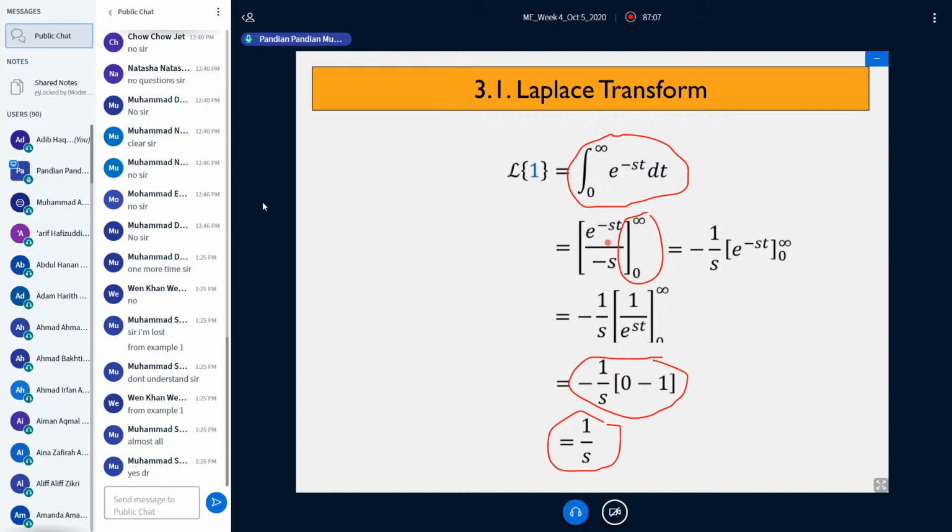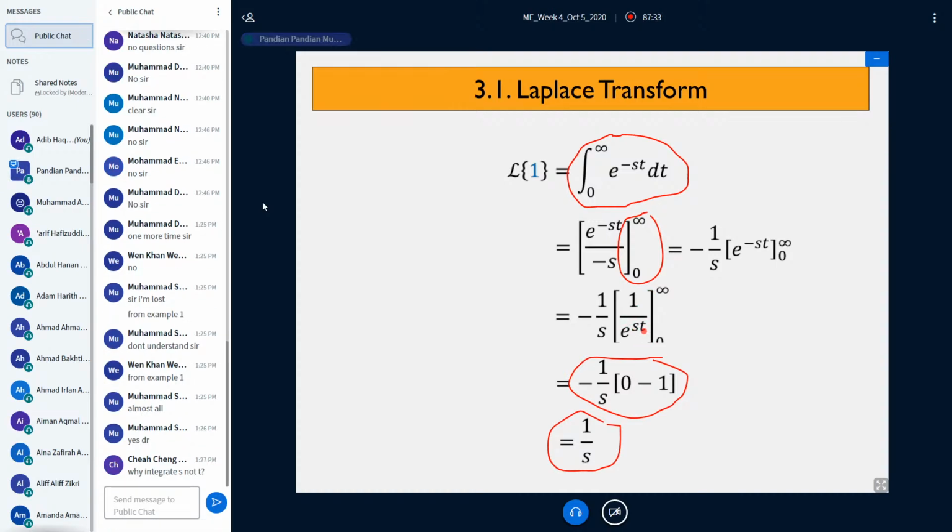In Engineering Maths 1 or calculus. So this one, you take out minus 1 over s, in the limit e power minus st from 0 to infinity. But e power minus st, it's better to write as 1 over e power st. So minus 1 over s outside, and 1 over e power st at infinity.